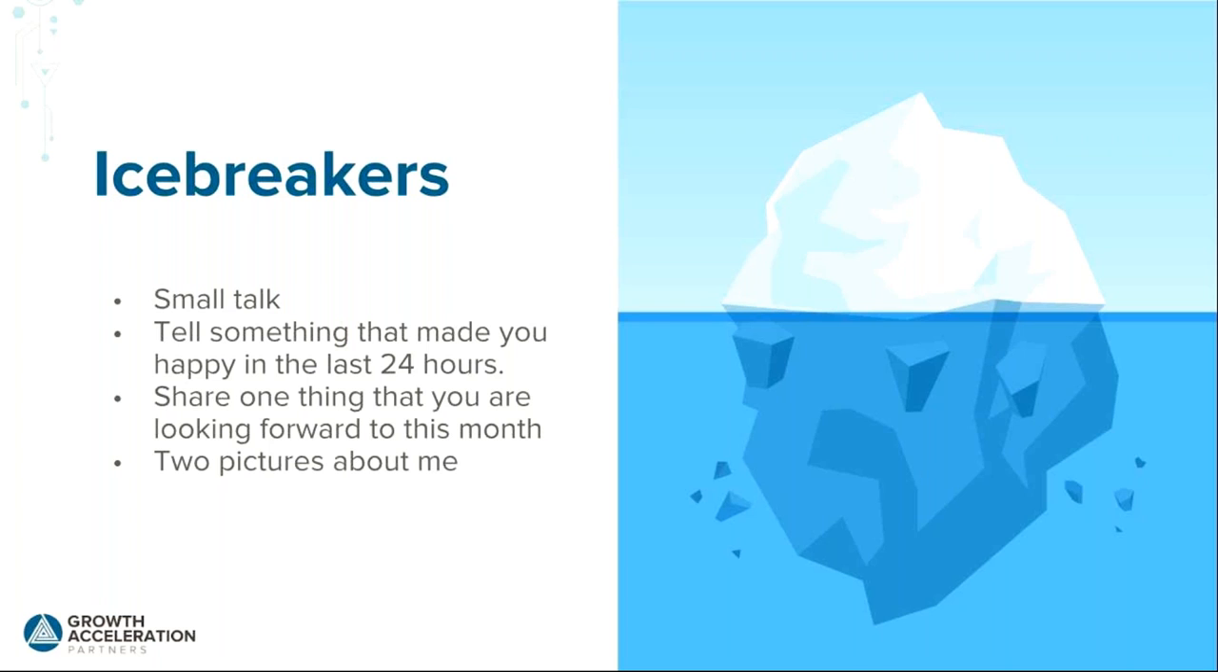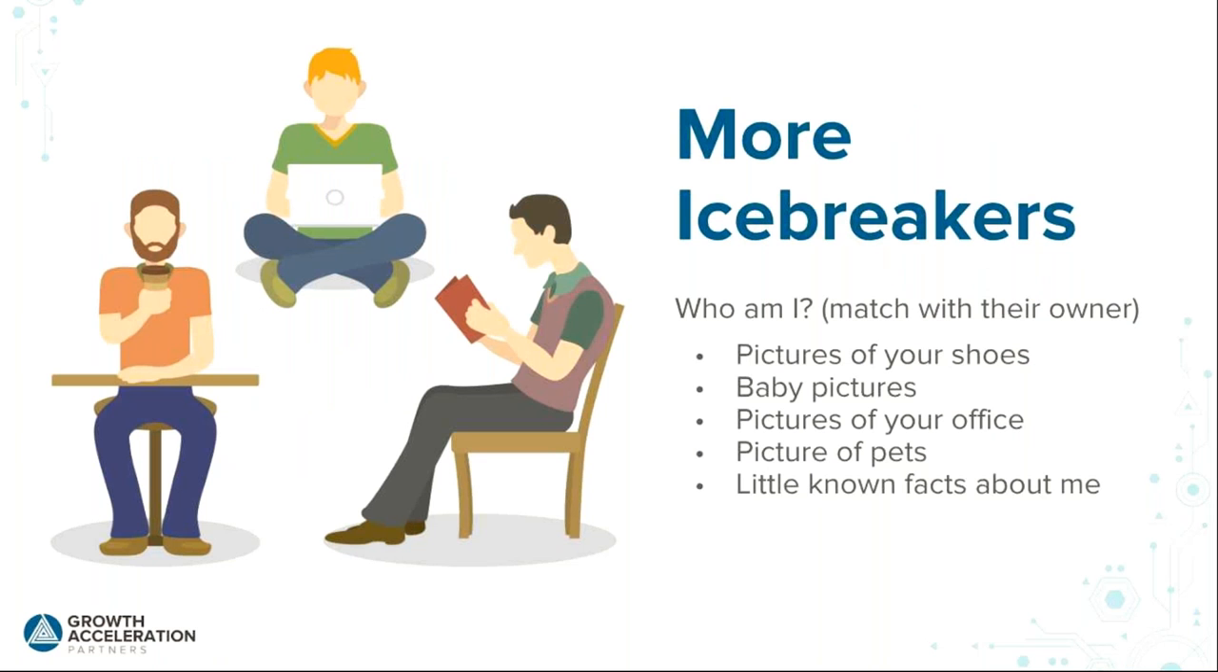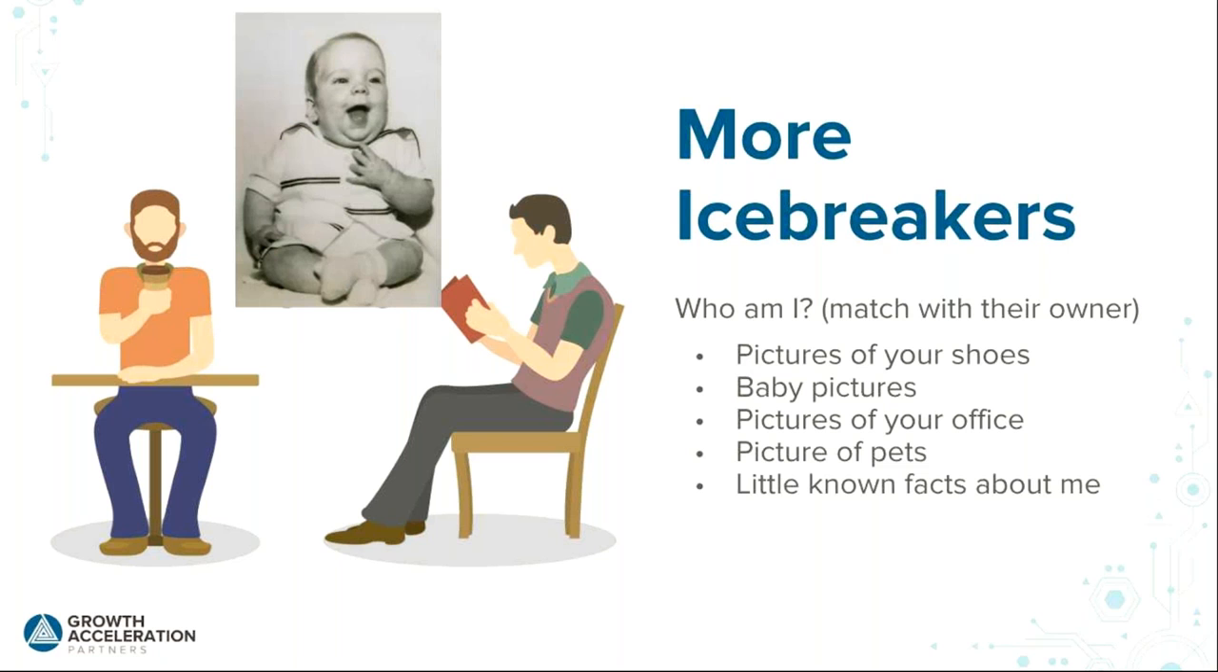Two pictures about me is another one of those. You can have people submit two pictures ahead of time and then tell a little story about themselves. There's another variation I can group together here, the Who Am I game, where you submit a picture or a fact to somebody and it remains anonymous. They mix it all up, and then the team has to try to match the baby picture to whose baby picture this is.